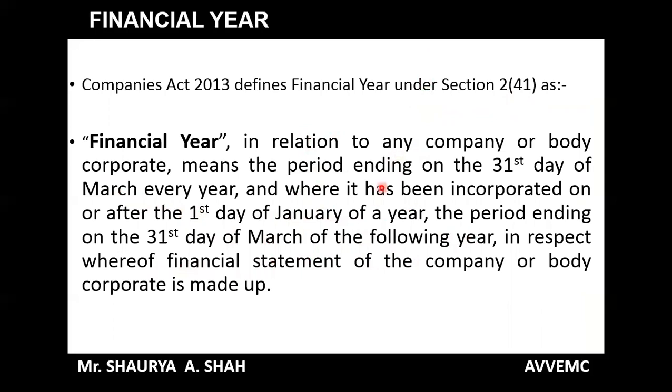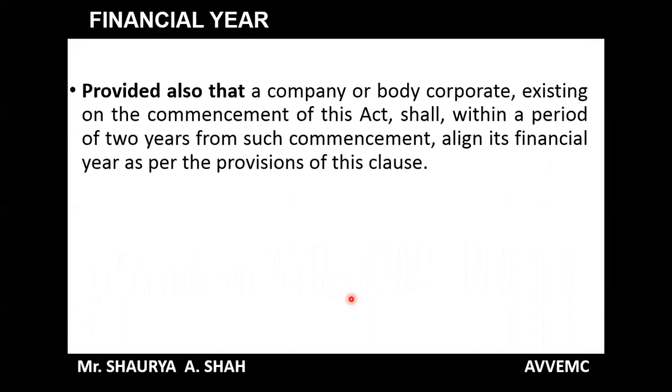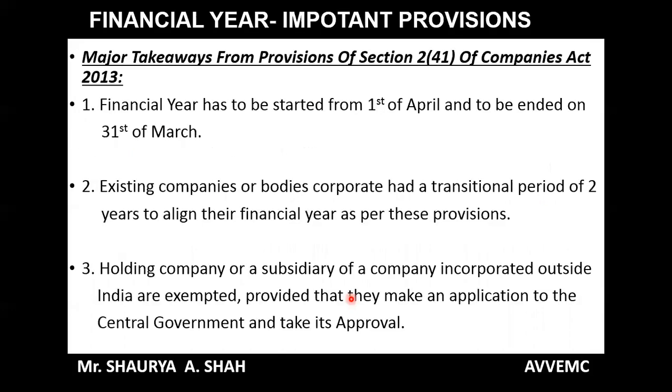So generally it is 1st April to 31st March, but for those companies established after 1st January, their financial year ends on the next 31st March, right? Not the coming 31st March after 3 months, but the next 31st March. This we all saw, right? Again, for various kinds of subsidiary company and holding company, we saw that we have to give an application to the registrar so that their period is changed. This we saw in detail, students, right?